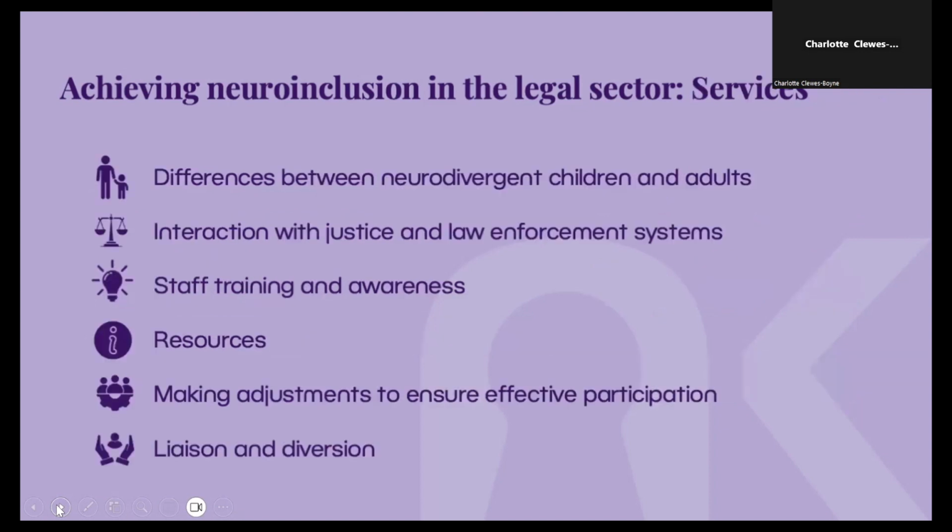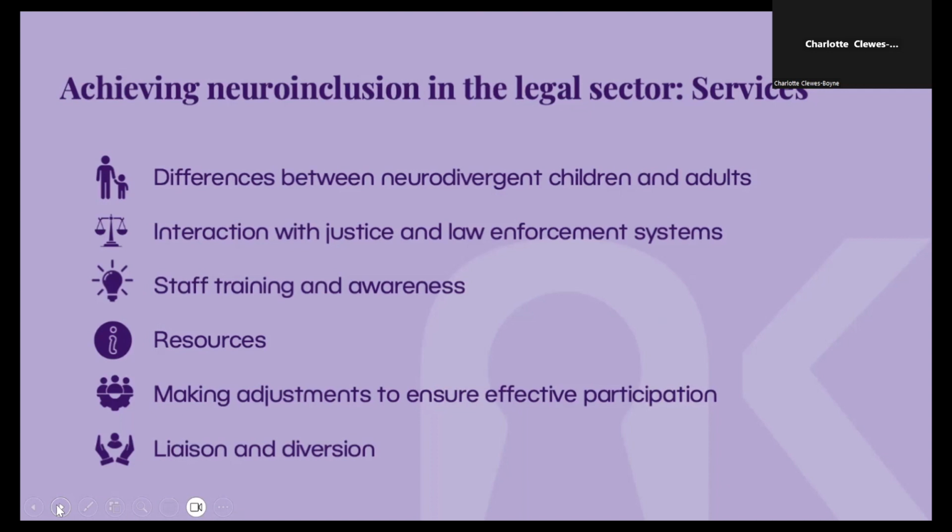So moving to neuroinclusion in the legal sector and services. We need to acknowledge, first of all, the differences between neurodivergent children and adults. This is particularly relevant when we consider that a lot of the research that's happened into many neurodivergent conditions up to this point has been in relation to children and not in relation to adults, and how this impacts the way neurodivergent adults interact with things like the court system. We need to understand the vulnerabilities that come with certain neurodivergences and how these inform interactions with justice and law enforcement. We need mandatory staff training and awareness on neurodiversity for all legal professionals working with neurodivergent children and adults who come into contact with the system.